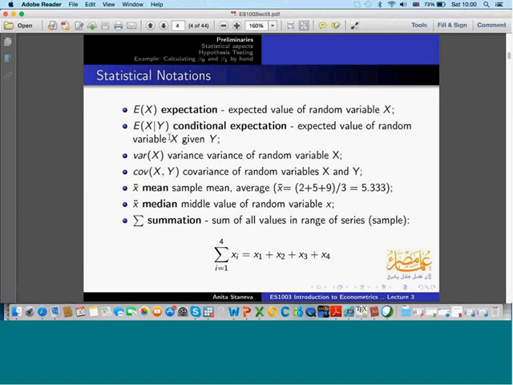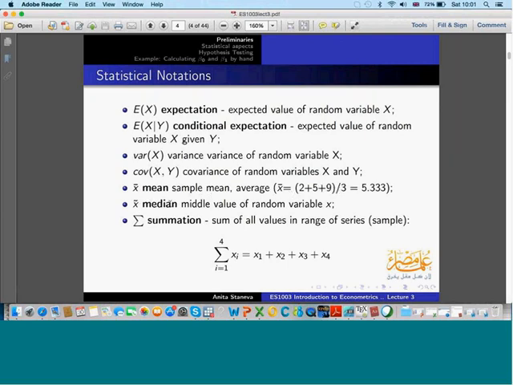Var of x is the variance of the random variable x. Covariance of x and y is the covariance of these two random variables. We saw last lecture how we denote the mean, which is the sample mean, and I gave a simple example of how we calculate the mean given three random variables. We take the sum of these variables over the total number of the sample, which in this case is 3. So the mean of this example is 5.3.